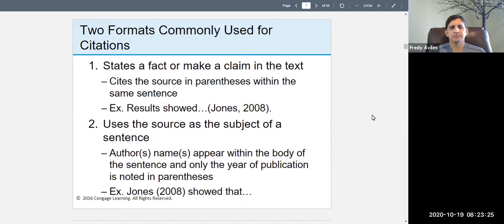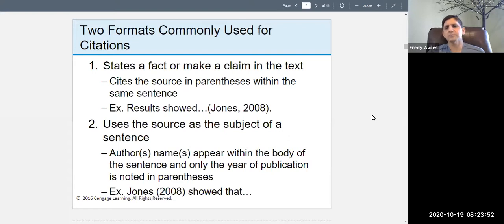You can cite at the end or you can cite at the beginning. So you can state a fact or make a claim in the text. You can cite the source in parentheses within the same sentence. You can say, results showed blah, blah, blah, and then you can cite at the end in parentheses: author's last name, comma, space, the year in which the work was published.